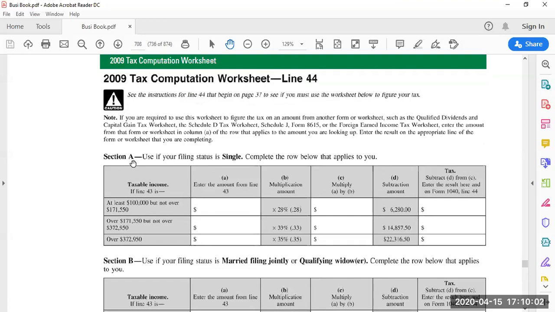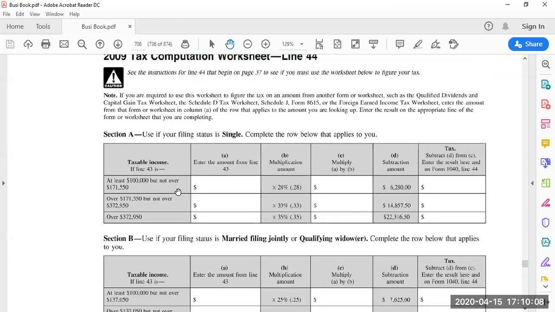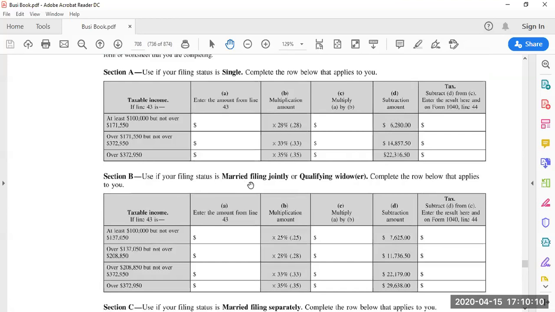Section A is if you are a single person. Section B is if your filing status was married, filing jointly, or you were what's called a qualifying widower. You can qualify as a widower if your spouse died during the tax year.